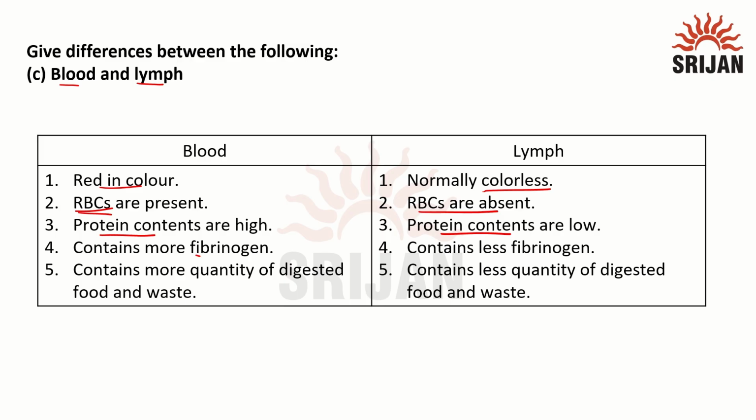Blood contains fibrinogen, which is the clotting factor. Lymph contains less of this fibrinogen. Blood contains more quantity of digested food and waste because it helps in transporting them, whereas lymph contains less of this digested food. The main digested food transported by lymph will be the fat molecules or the water insoluble molecules.